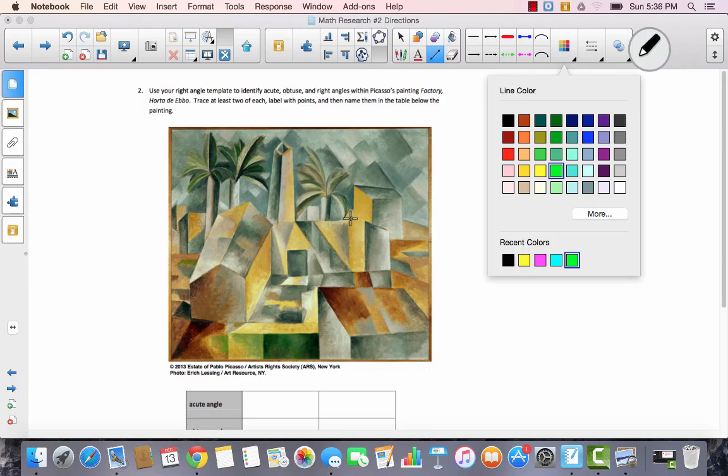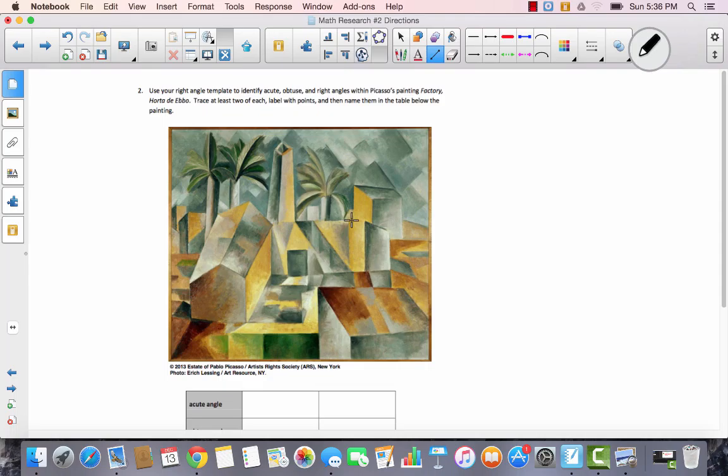So if you see right here, if I use this as my vertex, and I begin here, and then this is my other ray, this angle would be an acute angle. So I'm looking for another one. Here's another one. So this angle, here's one ray, and then here's my vertex. I'm going to make the other ray follow this line segment. These two will be my acute angles. Now I have to label them with points.